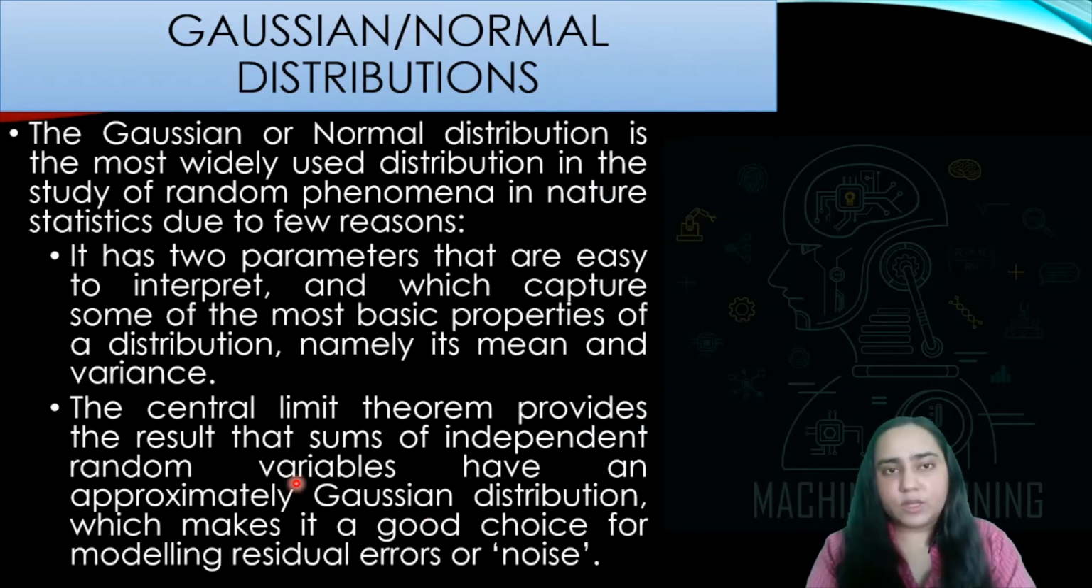Now, where can you use a Gaussian or normal distribution? It is most widely used in the study of random phenomena in nature and statistics for a few reasons. The first reason is it has two parameters that are very easy to interpret and which capture some of the most basic properties of a distribution, like mean and variance. The second is the central limit theorem, which provides the result that sums of independent random variables have an approximately Gaussian distribution, which makes it a very good choice for modeling residual errors or noise.